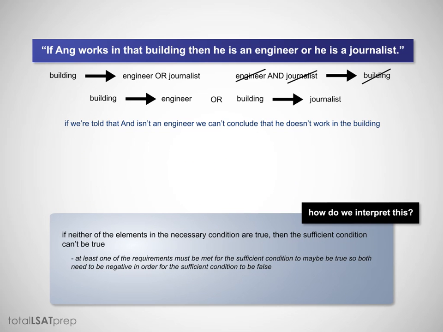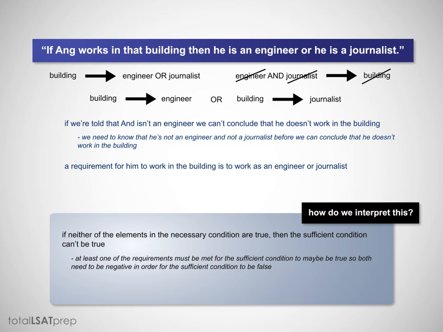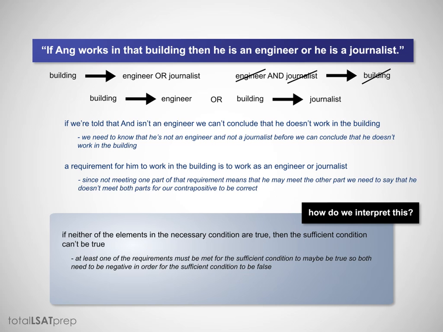So if we're told that Ang isn't an engineer, we can't conclude that he doesn't work in the building, since maybe he's a journalist. We need to know that he's not an engineer and not a journalist before we can conclude that he doesn't work in the building, because our original condition says that if he works in the building, he has to be one of those two. A requirement for him to work in the building is to work as an engineer or journalist. Since not meeting one part of that requirement means that he may meet the other part, we need to say that he doesn't meet both parts for a contrapositive to be correct.